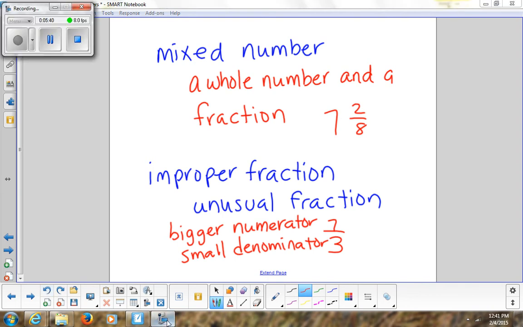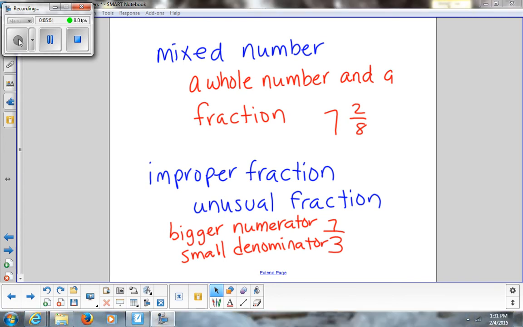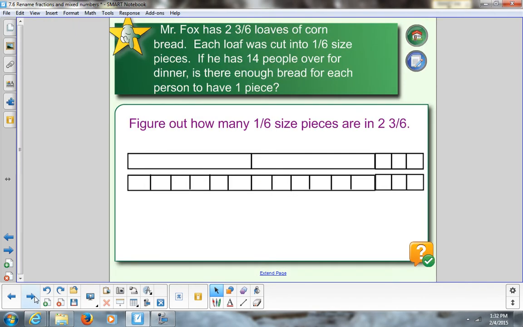I'll pause the video so people at home don't have to wait for you guys to write. Still recording. Thank you. No, she's not done yet. Okay. So is everybody clear on what the difference is between a mixed number and an improper fraction? All right. So our problem is. Is it recording?